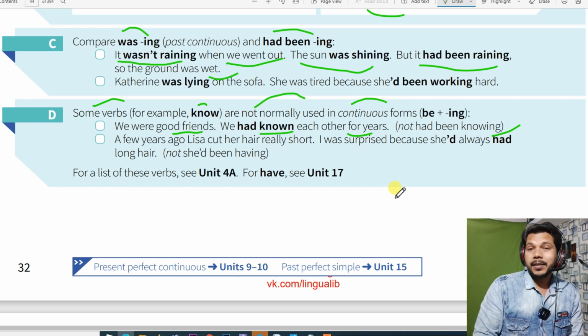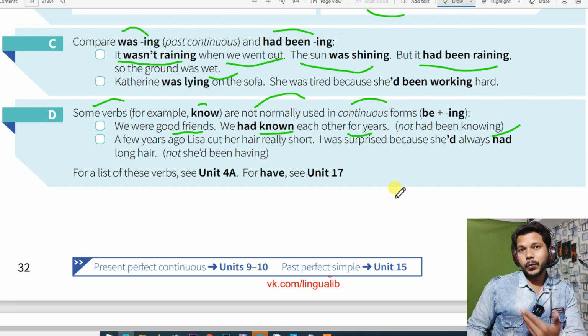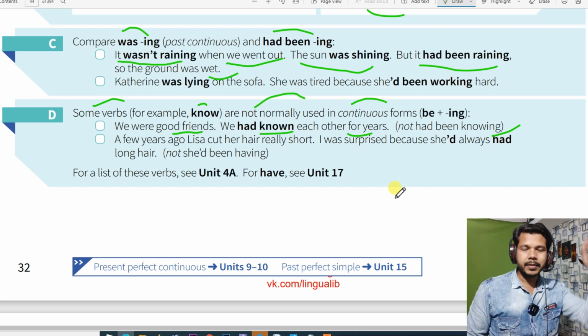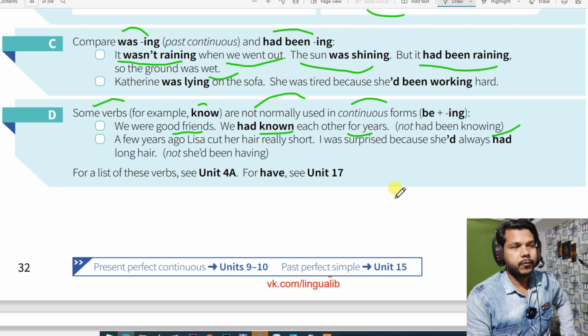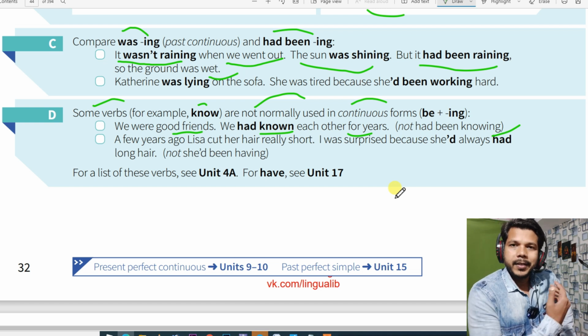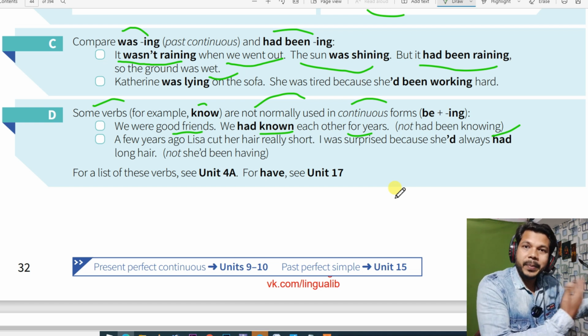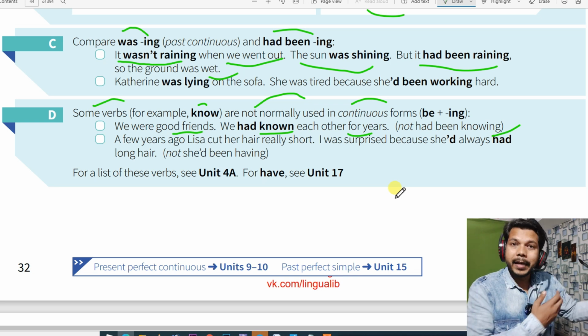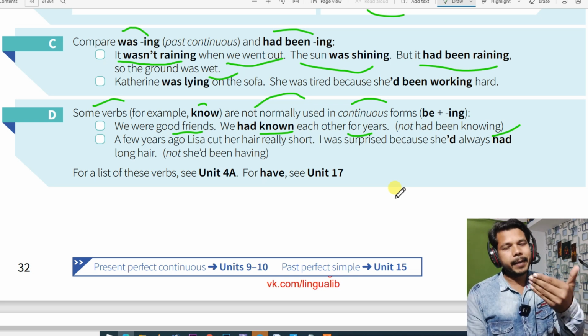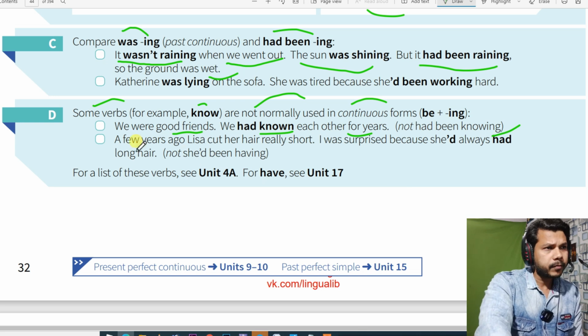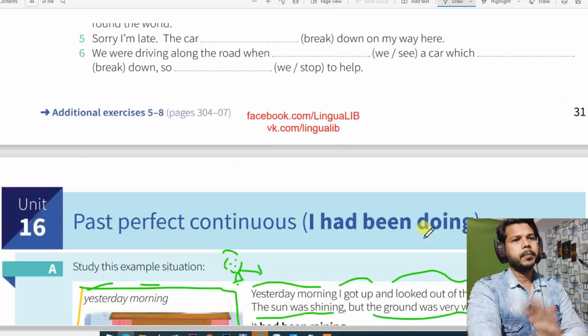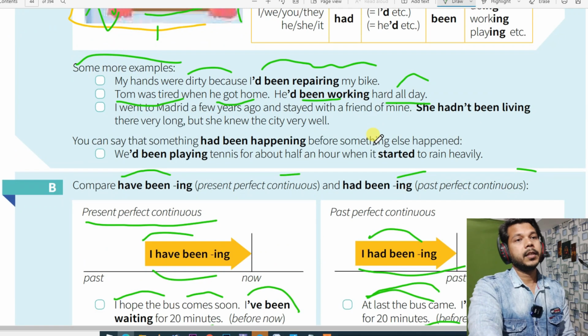If you talk about your ex-girlfriend, suppose you have a friend with you and suddenly your ex-girlfriend passes, seeing the girl, you're saying to your friend, hey, can you see that girl? We had been in a relationship for 5 years, or we had known each other for 5 years. You will have to speak like this. Got it? Fine guys. So this is what past perfect continuous is.